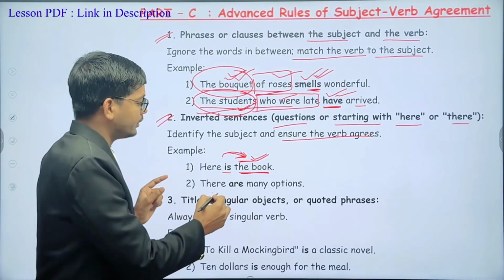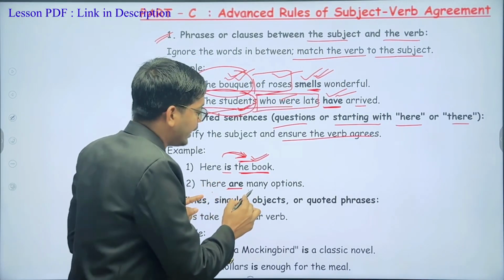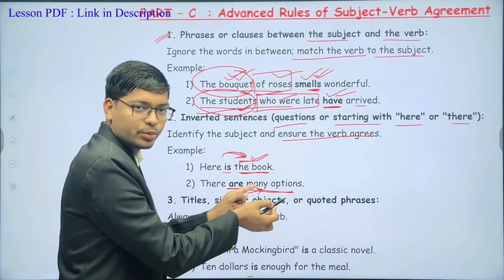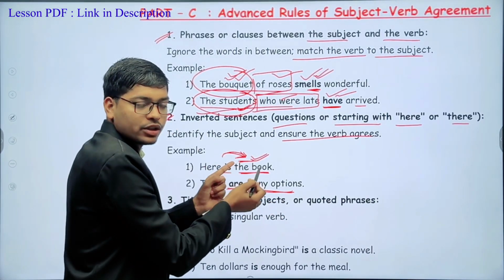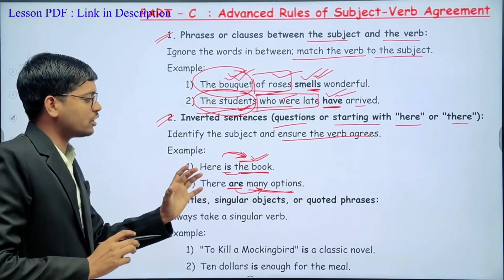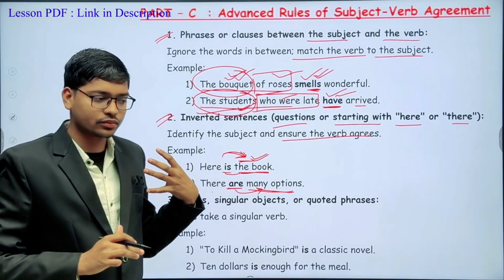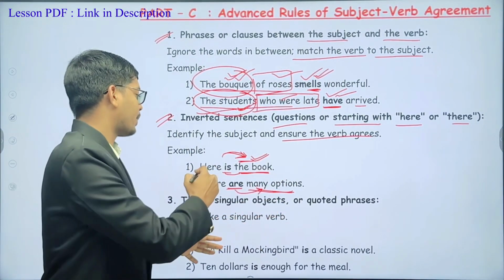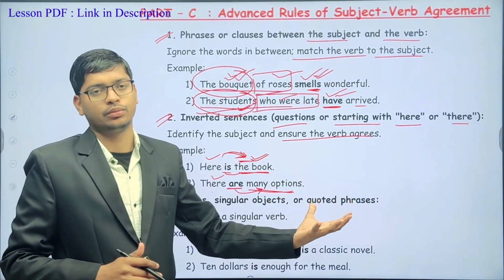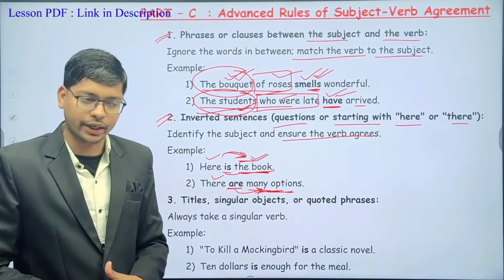Next, "There are many options." Here the verb depends on the next noun, and the next noun is many options, which is plural, so we have to use a plural verb. The book is a singular noun, so we have to use a singular verb. So this is a simple thing: if the sentence starts with here or there, we have to use a verb according to the next noun, like the book and the many options.